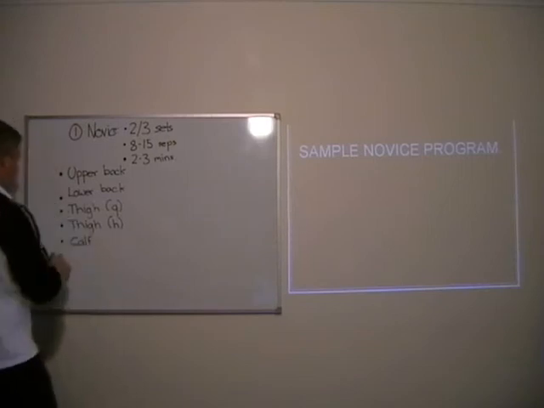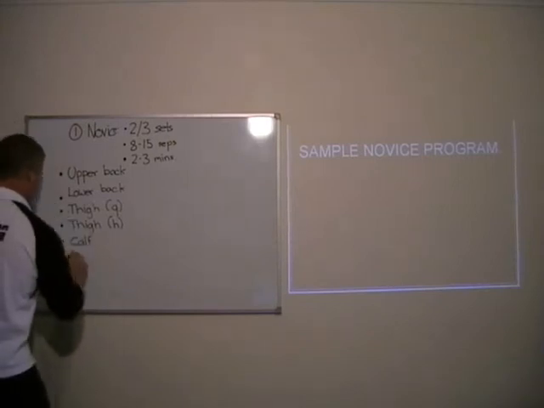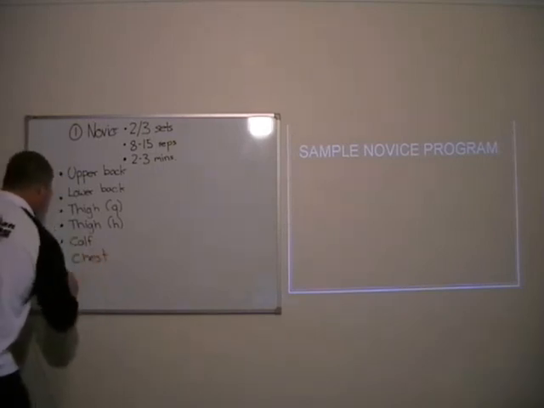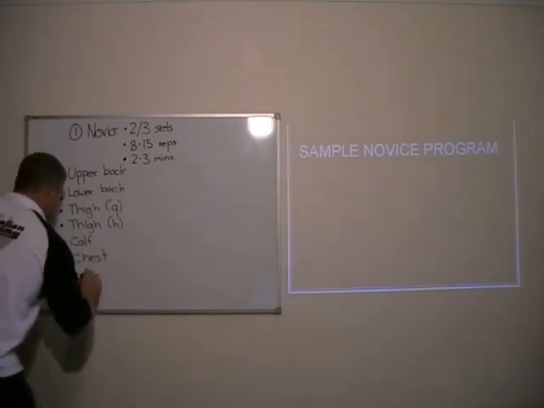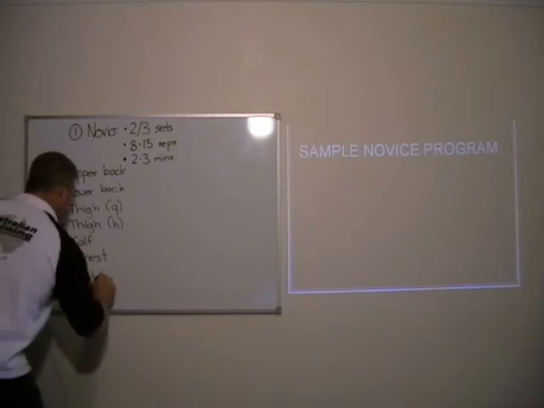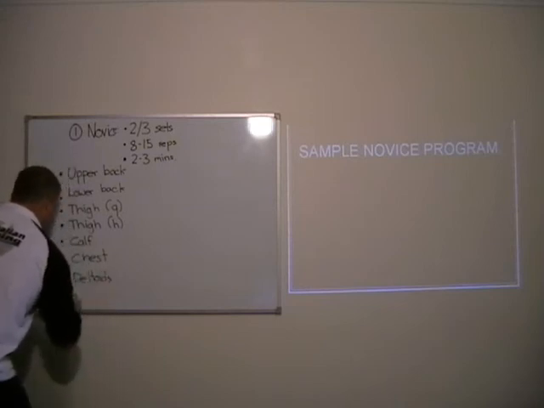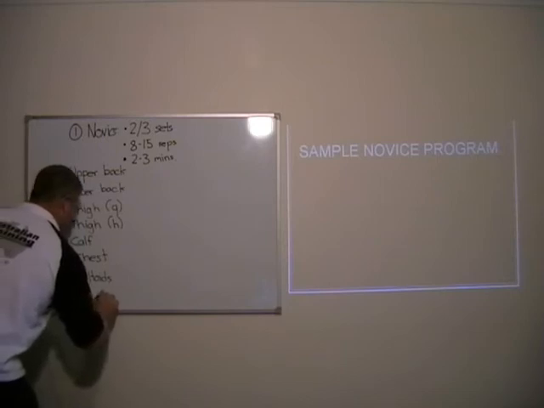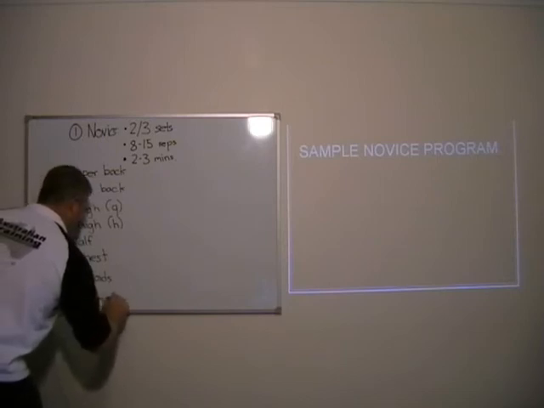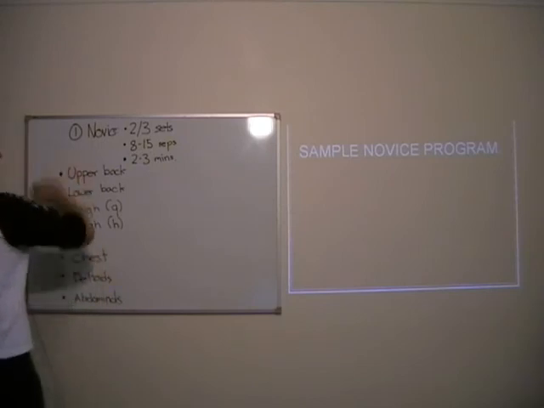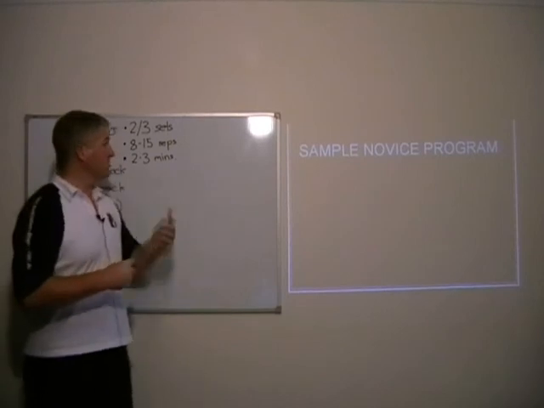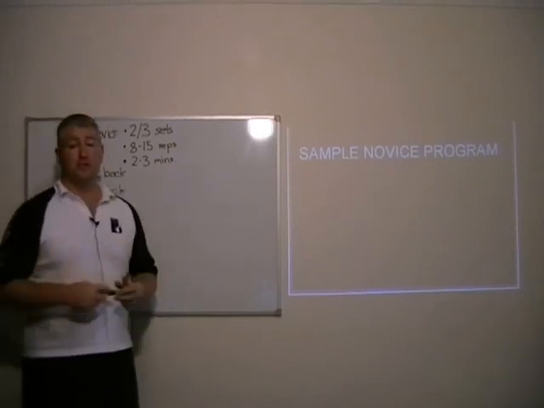Calf, which is the lower leg. Chest. Deltoids. And abdominals. 1, 2, 3, 4, 5, 6, 7, 8. 8 exercises. We're going to develop a whole body workout for this novice athlete to do 3 times per week.